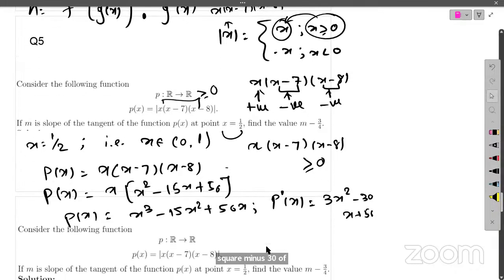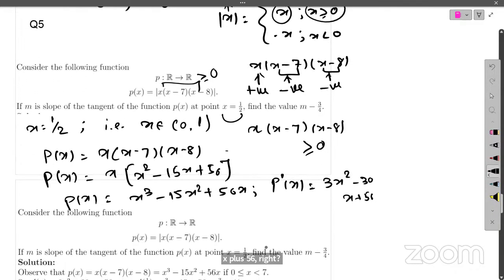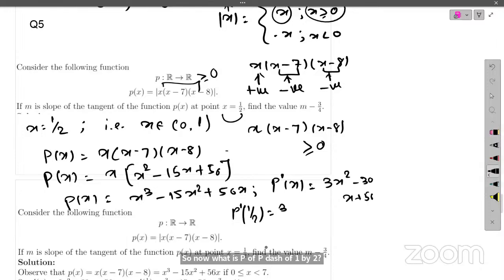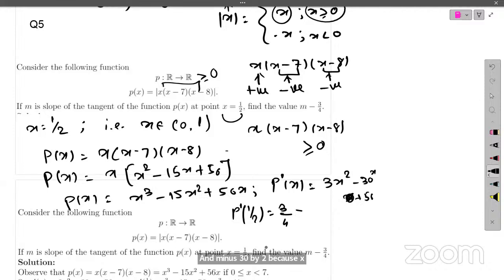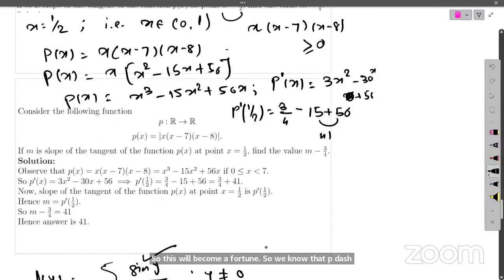Now what is p dash of 1 by 2? p dash of 1 by 2 will be equal to 3 into 1 by 2 square, that is 3 by 4, and minus 30 by 2, because x is there. So this is 30x plus 56. 30 by 2 will become 15, and plus 56. So this will become 41. So we know that p dash of 1 by 2 is 3 by 4 minus 15 plus 56.